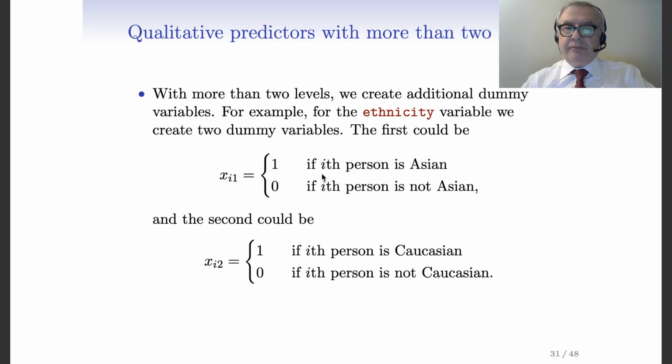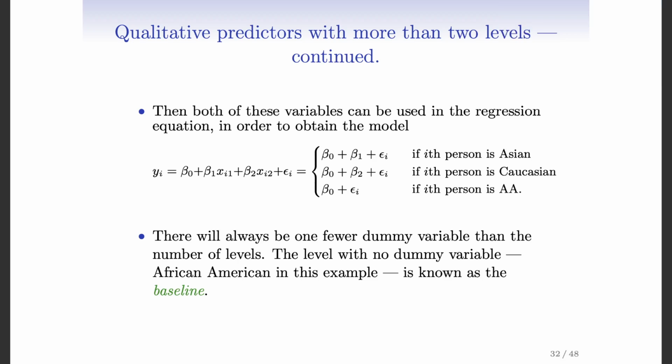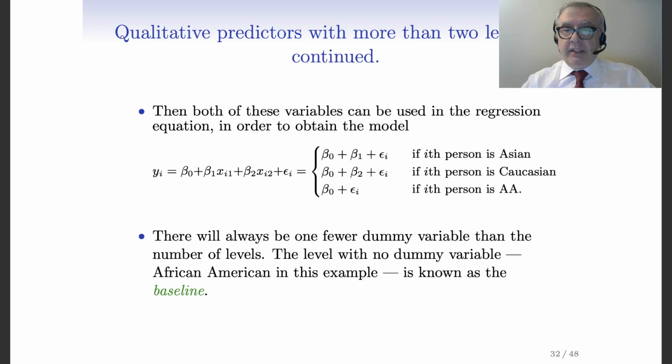The first one is 1 if the ith person is Asian, and 0 if the ith person is not Asian. The second dummy variable is 1 if the ith person is Caucasian, and 0 if the ith person is not Caucasian. Okay, now you could ask if we need a third dummy variable for African American, but as a matter of fact we don't need that. Why? Because when we use our two indicator variables, then we already are able to describe all the three cases.